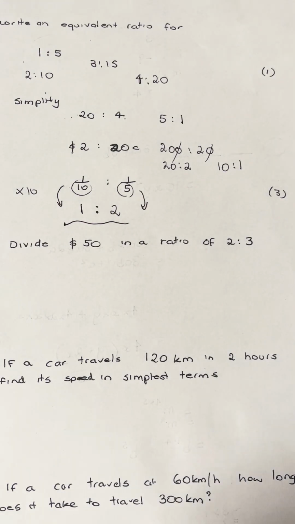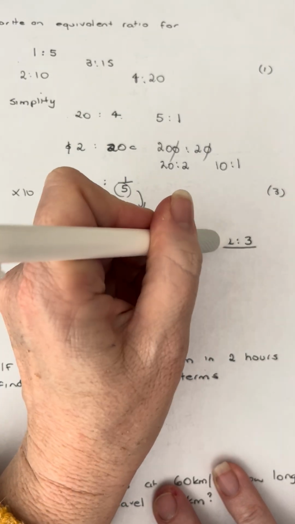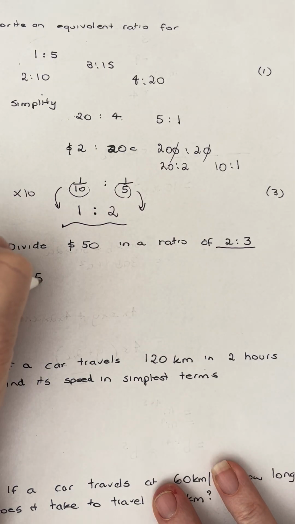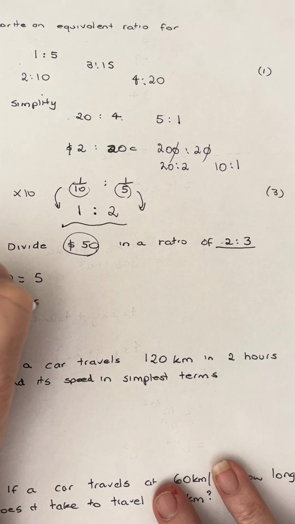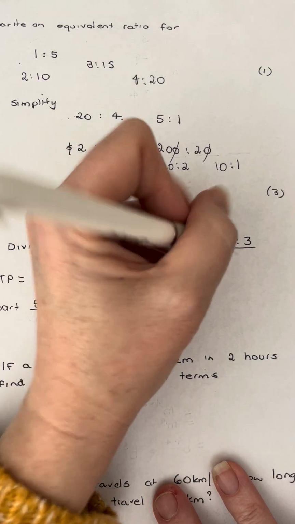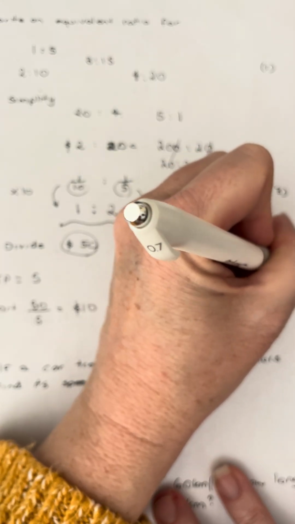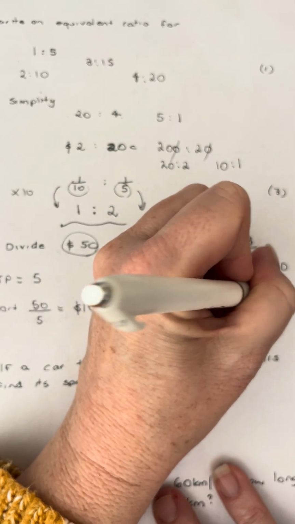When we're dividing into a ratio, we always want to know the total parts first. So we're in a 2 parts is to 3 parts. So our total parts is 5. So we've got 2 and 3. Then we want to find out what 1 part is equal to. So we get what our $50 is over that total parts. And that's going to be 10. That means each of these numbers we're going to times by 10. So we get $20 is to $30.